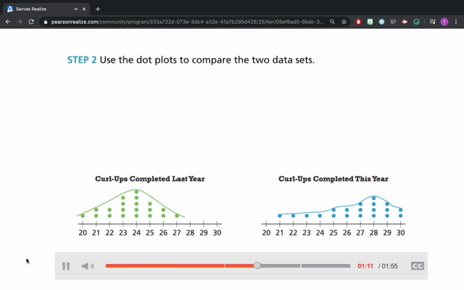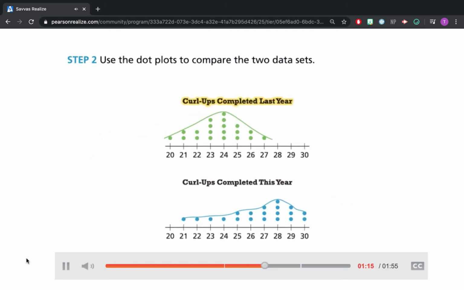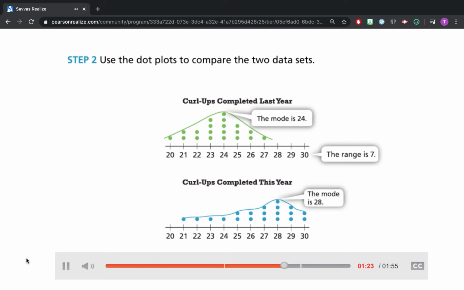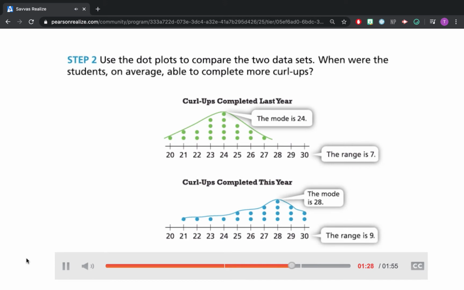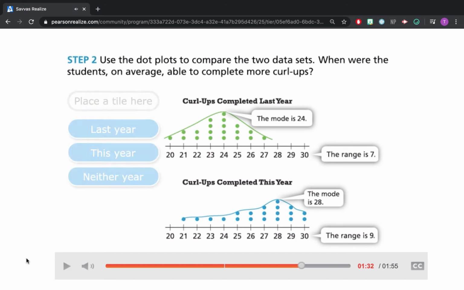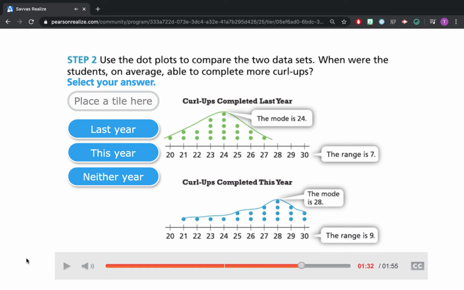Now, let's use the dot plots to compare the two data sets. Last year's data has a mode of 24 and a range of 7. This year's data has a mode of 28 and a range of 9. When were the students, on average, able to complete more curl-ups? Select your answer.